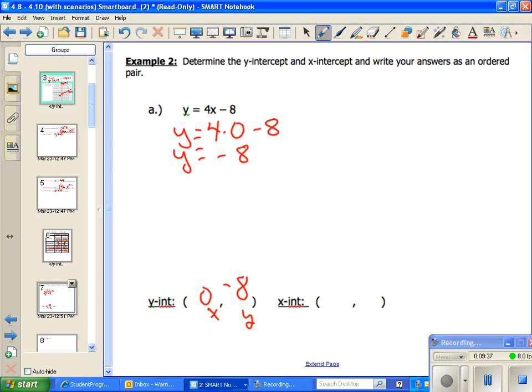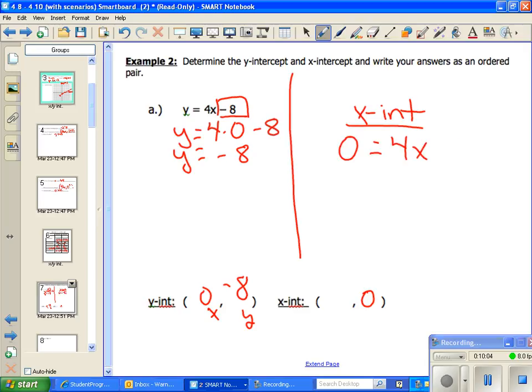Do we even need to do that when it's written in this form? Bridget, why not? Right. You guys know that this is always B, this is always the y-intercept. Okay, now to find the x-intercept, Zoe, what would the x-intercept look like? Plug 0 in for y. Okay, so what would your equation look like? y equals 4x minus 8, putting 0 in place of this y right here.